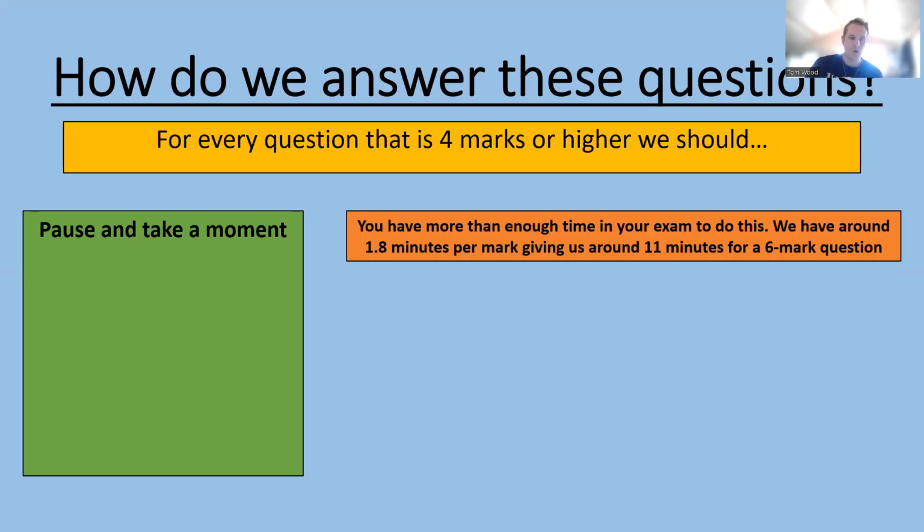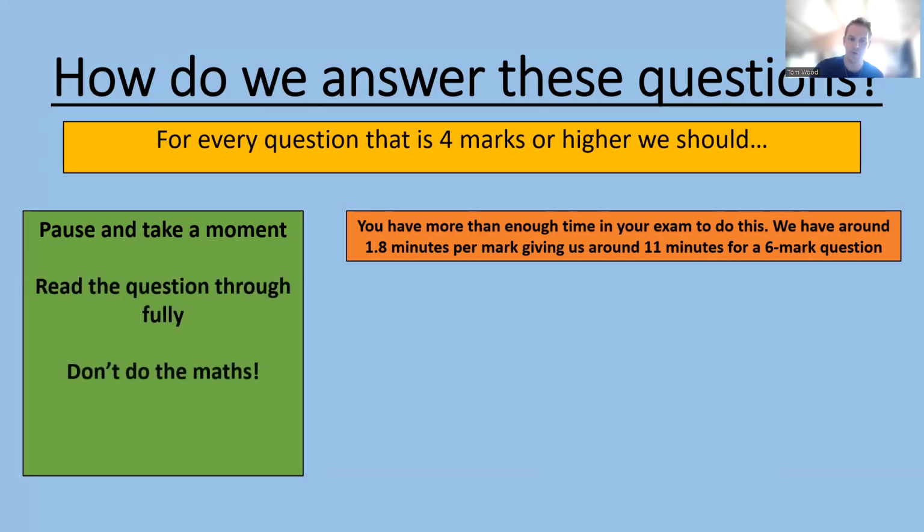If you have no additional learning needs, so you don't have dyslexia or anything like this, then it works out for every mark on the paper at about 1.8 minutes. So if you're answering a 6-mark question, you've got over 10 minutes to do this. If you do have an additional learning need, such as dyslexia, dyscalculia, ADHD, then you'll get an extra 25% of the time as well. So that's an extra 2.5 minutes here. So you have got the time to pause for these.